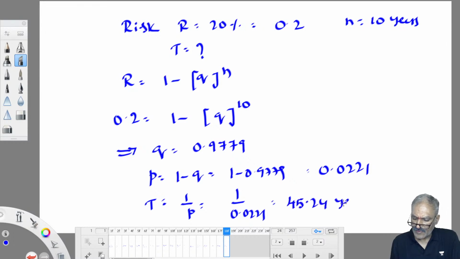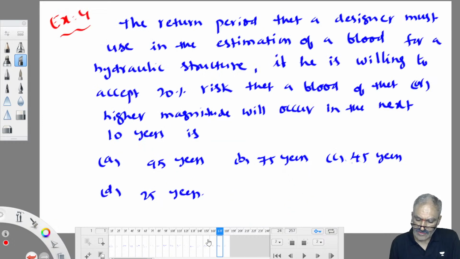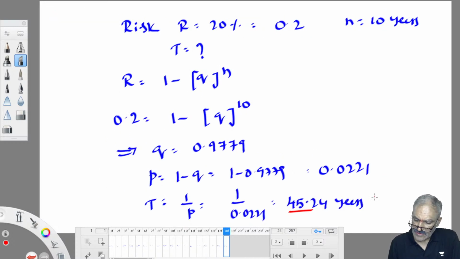What is the nearest available answer? The options are whole values, and 45 is the nearest available answer. So he has to take a return period of 45 years. It is rounded to 45. The given answer is 45 years, but we had a little more, 45.24 as the exact value. So that is how we had to work it out.